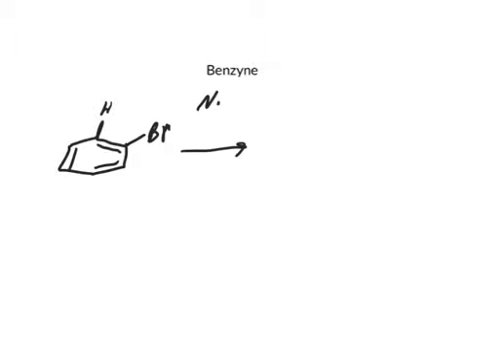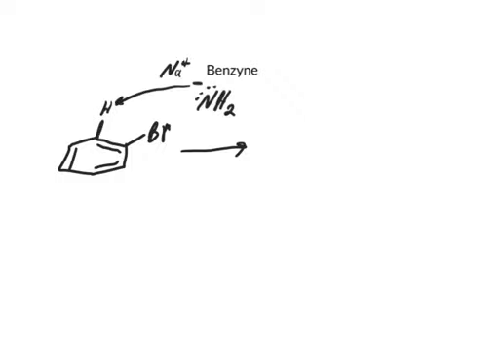So benzyne is a useful synthetic intermediate that can be generated from dehydrohalogenation of an aromatic bromide. So here I have an aromatic bromide, and if I treat this with a strong base, sodamide is a common base, so NH2 minus with either sodium or potassium counterion.